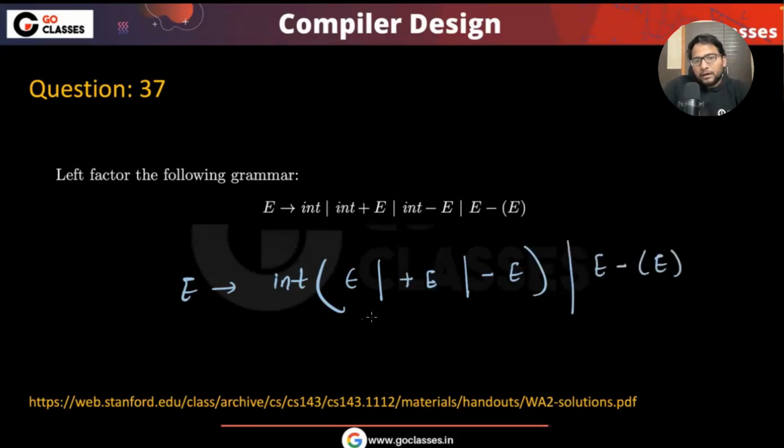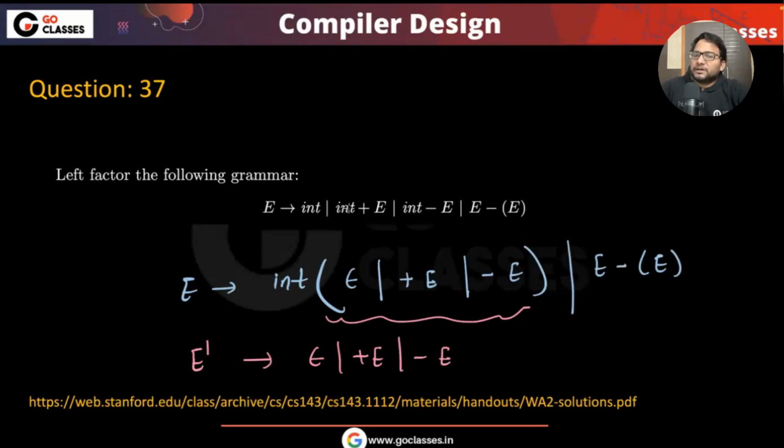Now from here, you will say this whole thing is nothing but e dash. So e dash goes to epsilon, plus e, minus e. Very easy method. You just take the common. Just for the sake of understanding, think that you have taken the common. So the final grammar will be like this: E gives int e dash, or e minus e, and then this. That's how you can left factor it easily.